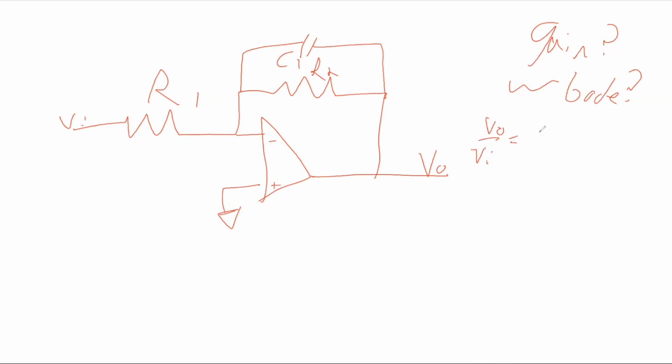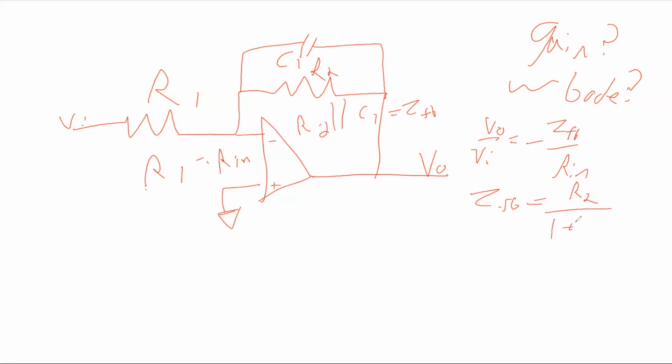And it turns out that this is still just the negative of the feedback impedance over Rn. So R1 equals Rn, and R2 in parallel with C1 is going to equal Z feedback. So what is this number here? Z feedback ends up being, if we take 1 over SC1 is the impedance of the capacitor, and R2 is just the impedance of the resistor, then you get R2 over 1 plus S C1 R2.